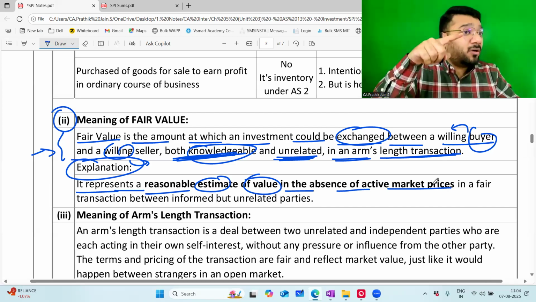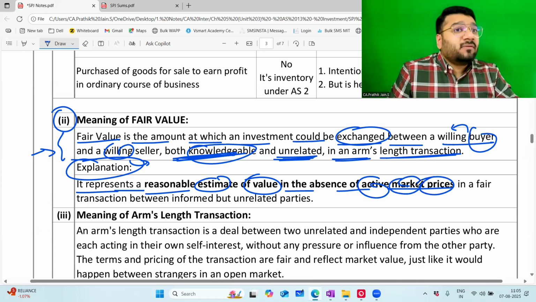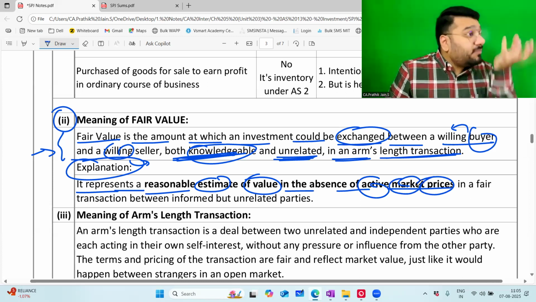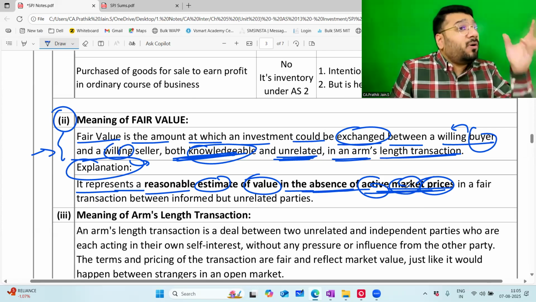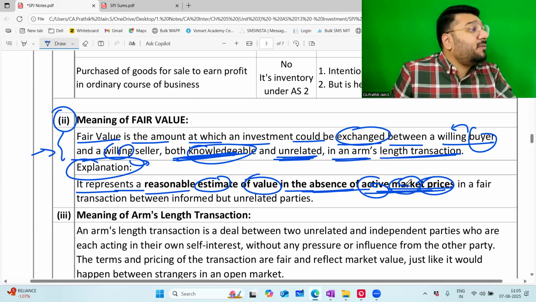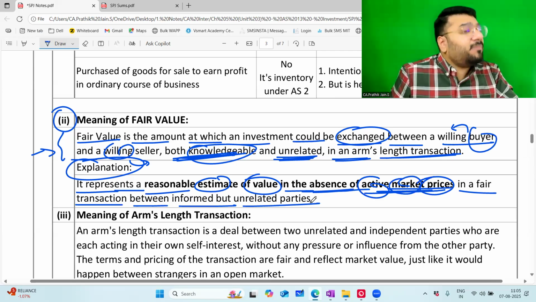Reliance Limited's stock is listed in the stock market. That is called the active market price, meaning the price which is readily available to me in the market. So here, fair value represents the reasonable estimate of the value in the absence of active market price. There's no active market for such items as land and building. It represents the reasonable estimate of value in the absence of an active market, in a fair transaction between informed but unrelated parties.